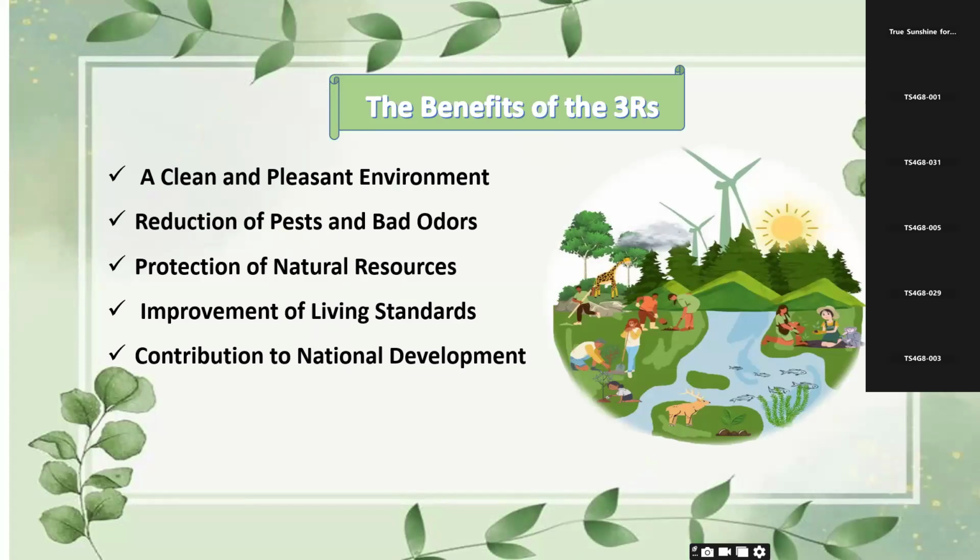The benefits of the three R's: if waste is properly separated and disposed of according to the above-mentioned methods, the following benefits can be achieved: a clean and pleasant environment, reduction of pests and bad odors, protection of natural resources, improvement of living standards, and contribution to national development.